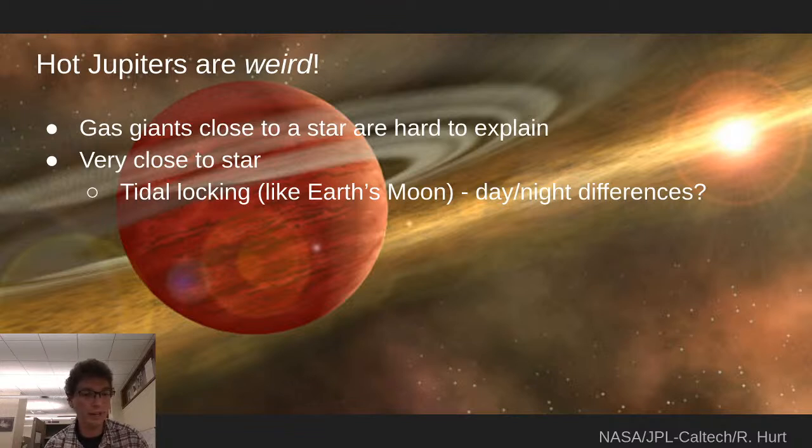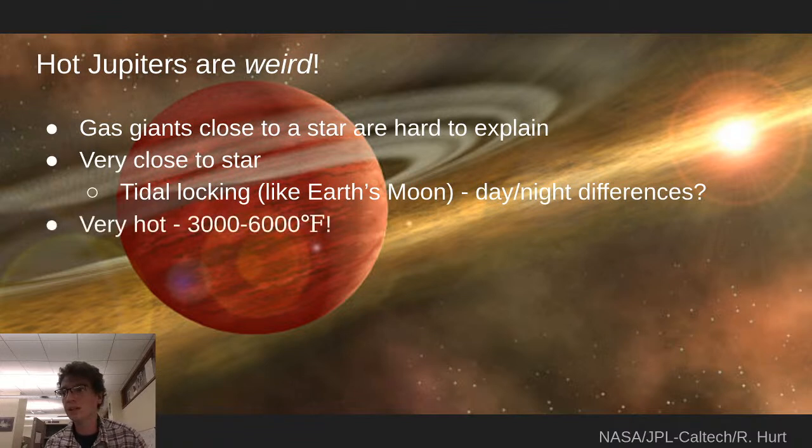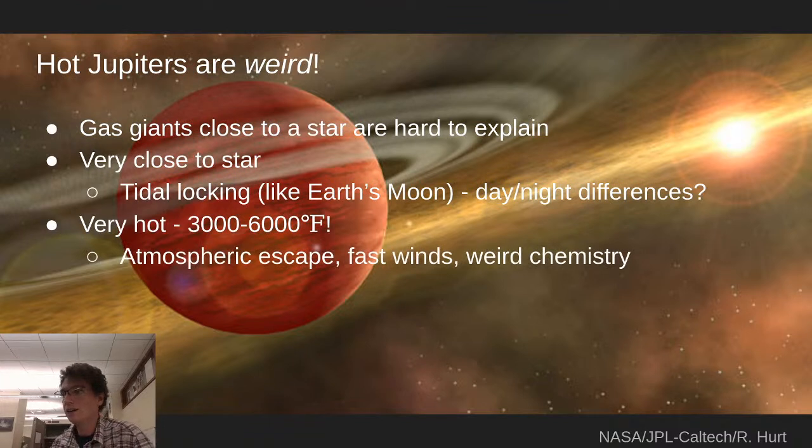What does that do to a planet's atmosphere? Then there's just the temperature of the atmosphere. So these planets are so close that they're extremely hot. They're between 3,000 and 6,000 degrees Fahrenheit for a hot Jupiter. And so if they're that hot, we have a bunch of other weird things that we have to start wondering about. So is this hot enough that the planet's atmosphere can actually evaporate off of the planet, can escape from the planet?